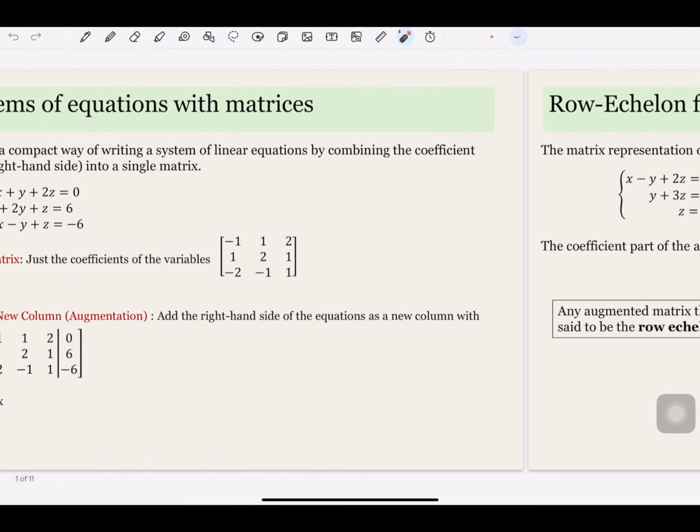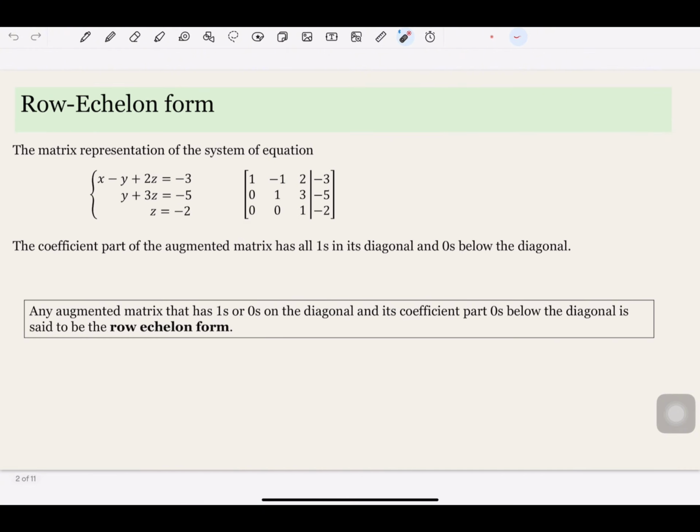So this is what we call an augmented matrix. Moving on, now that we have seen how to represent a system of linear equations using an augmented matrix, let's talk about the next important step: transforming a matrix into a form that makes solving a system much easier. This special form is called row echelon form. Why is row echelon form important, and why do we use it?